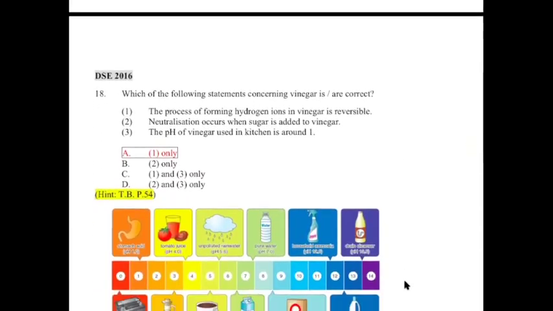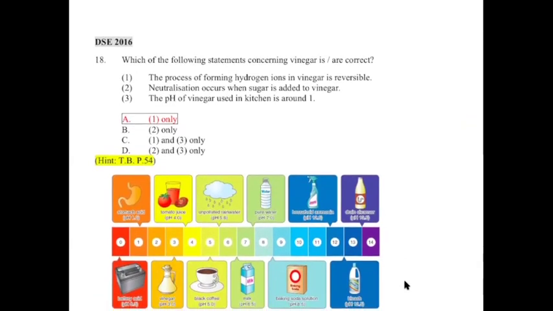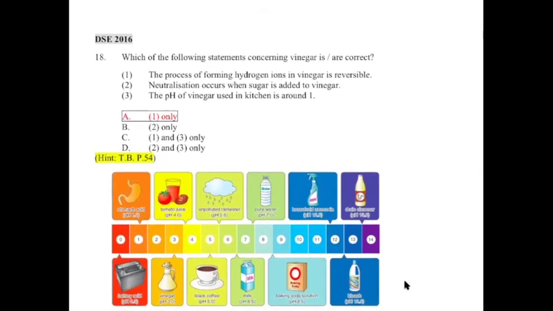Okay, then move on. Next one, which of the following statements is or are correct? This one, most of you did pretty well. The first one: the process of forming hydrogen ion in vinegar is reversible. Vinegar is ethanoic acid, so it's a weak acid, so it will undergo a reversible reaction. Next one: neutralization occurs when sugar is added to vinegar. We know vinegar is an acid, so neutralization means acid with base. But we know sugar is not a base, so it should not be a neutralization reaction.